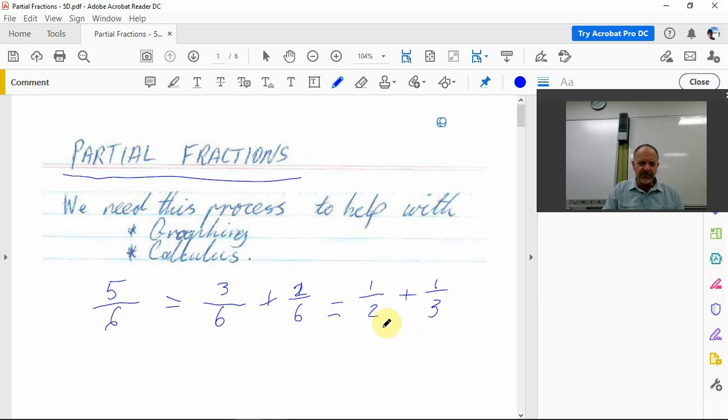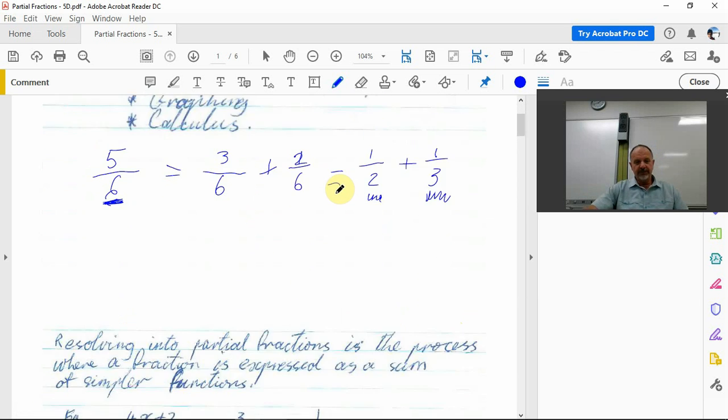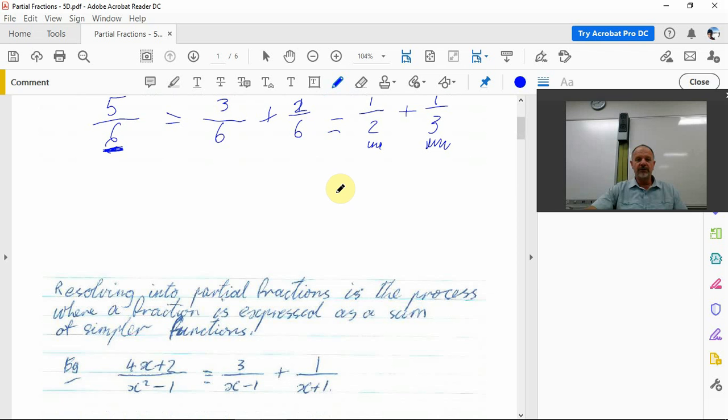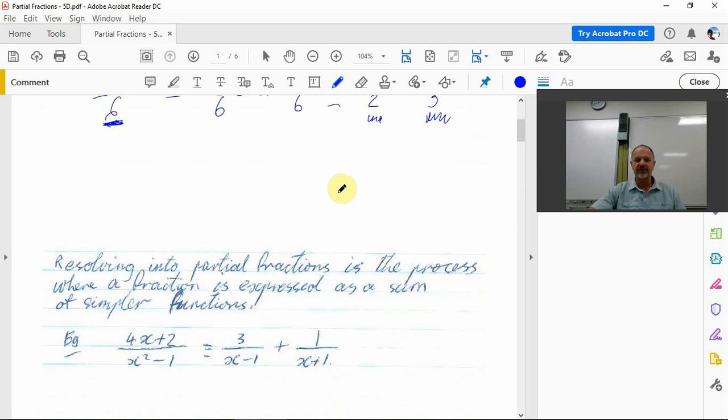Now you'll notice, and we'll use this, that these two denominators are factors of the original one. All right, so we'll use that. Resolving into partial fractions is a process where a fraction is expressed as a sum of simpler fractions.